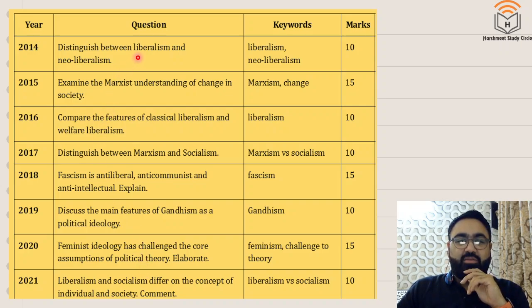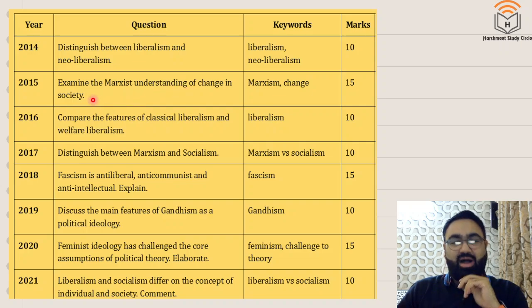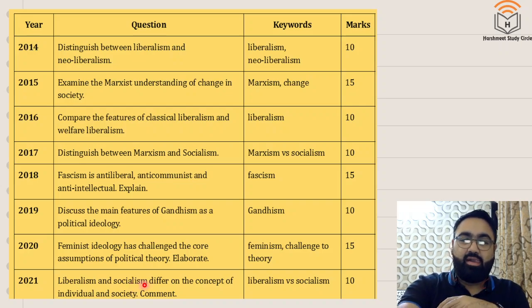2014, distinguish between liberalism and neoliberalism. 2015, Marxist understanding of change in the society, so Marxism. 2016, classical liberalism and welfare liberalism. 2017, Marxism, socialism, distinguish difference क्या है दोनों में. 2018, fascism, it is anti-liberal, anti-communist and anti-intellectual. 2019, Gandhiism. 2020, feminist ideology. 2021, liberalism and socialism, how do they differ?